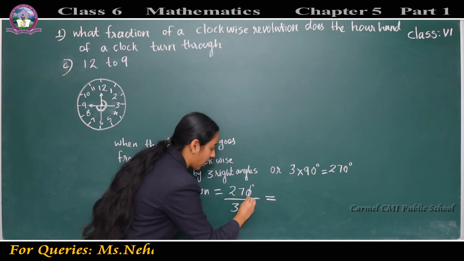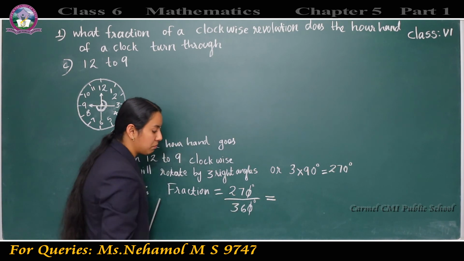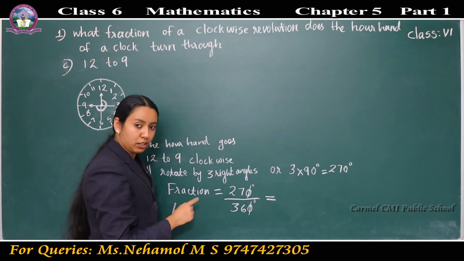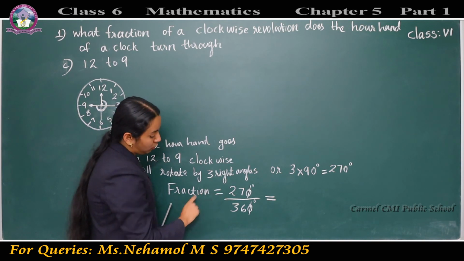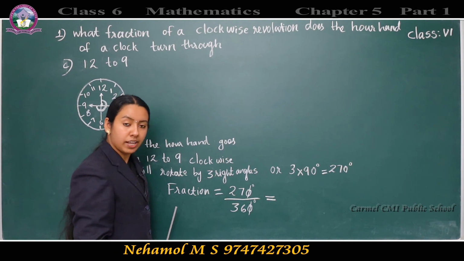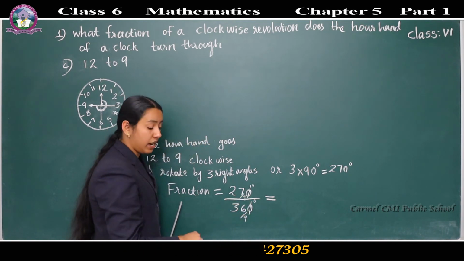Then convert this fraction to its lowest term. 0 and 0 will be cancelled. Then 27 by 36. Divide both numerator and denominator by a common number. 27 is divisible by 9, 36 is also divisible by 9. So divide both numerator and denominator by 9.